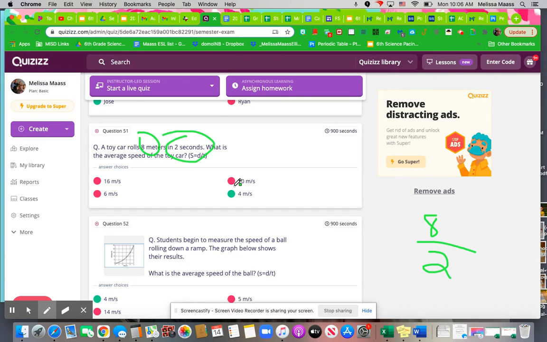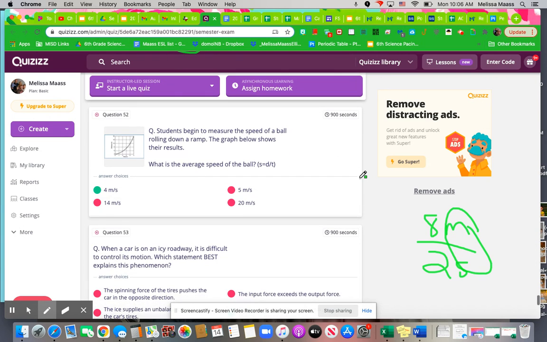Now, we need to know the correct unit of measurement. Remember, this was meters, and this is seconds. So it's going to be meters per second, right? 4 meters per second.